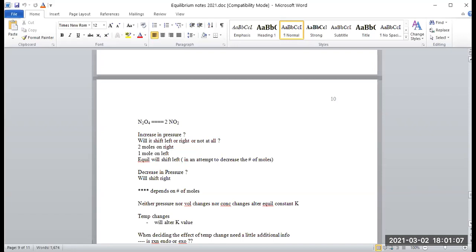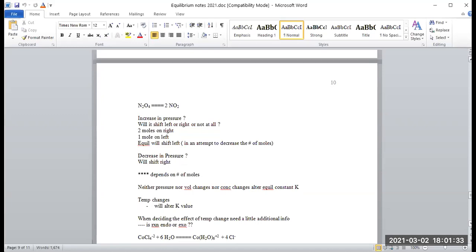Now, the Ks that we've been seeing, in this case, capital Ks, KCs and KPs for this chapter: pressure, volume, concentration. None of those actually change your K values. They might change your equilibrium concentrations, but they're not actually going to change the K. If you want to change the K, you also have to change the temperature.